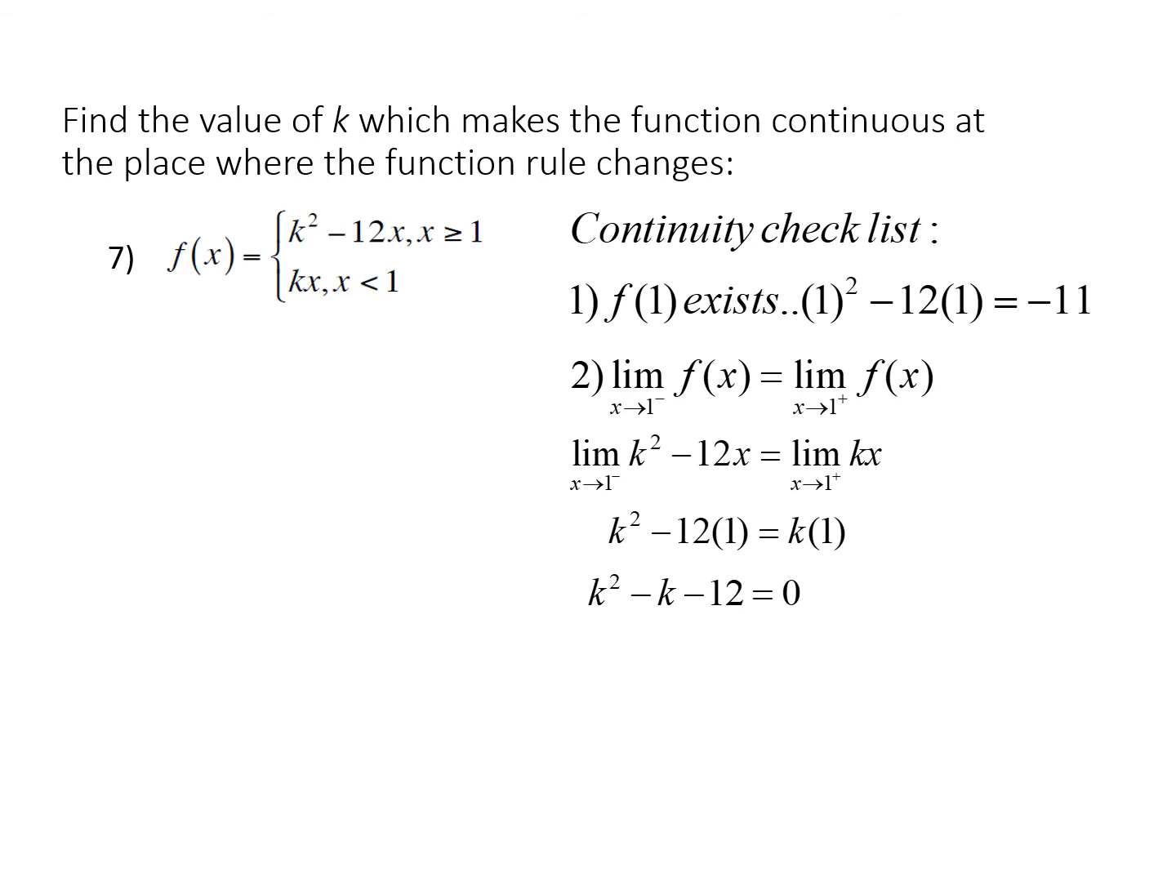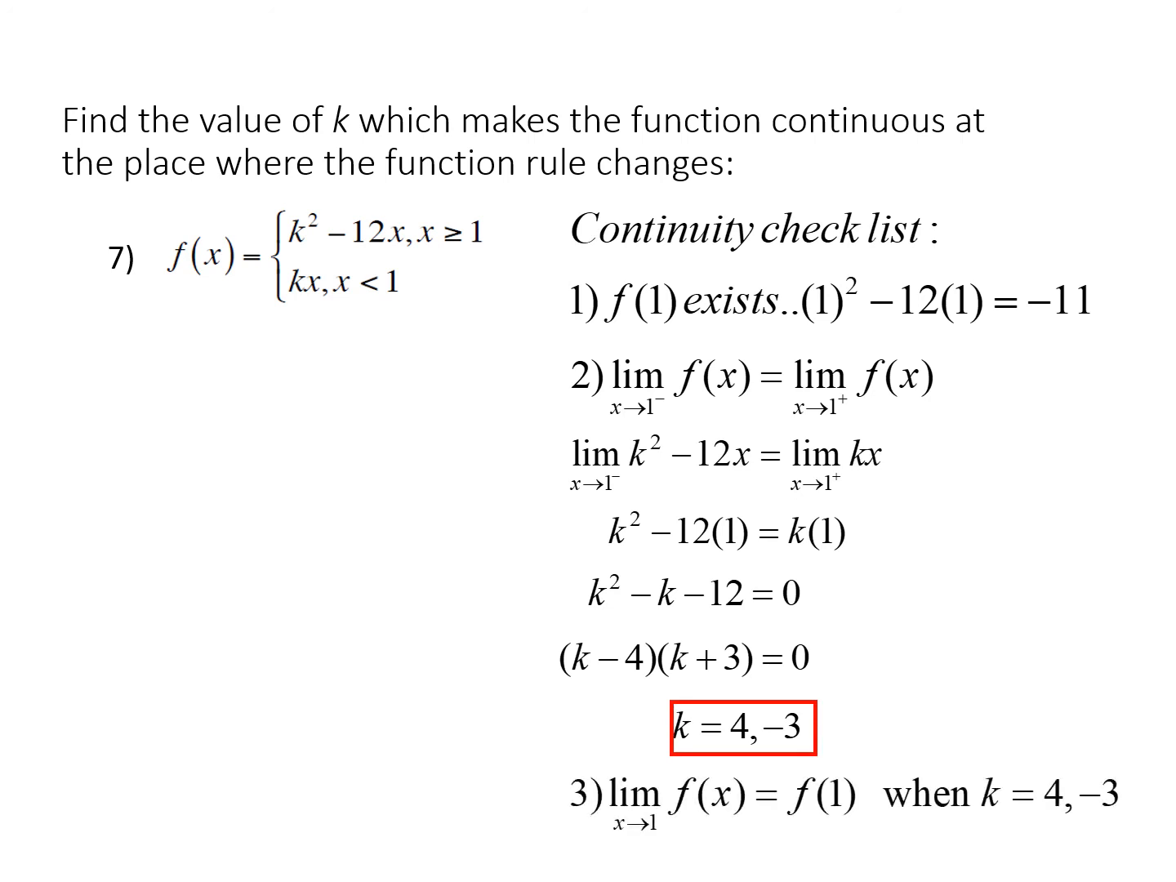If you move all the variables to the left side, you'll get k squared minus k minus 12. Simply factor it, and we'll get quantity k minus 4 times quantity k plus 3. So the zeros are going to be at k equals 4 and negative 3. Those two values, when we plug them in, will cause the limit as x approaches 1 of f of x to equal f of 1 when k equals 4 and negative 3. So this is a much more thorough explanation of why k has to equal 4 and negative 3, which meets all three parts of the continuity definition.